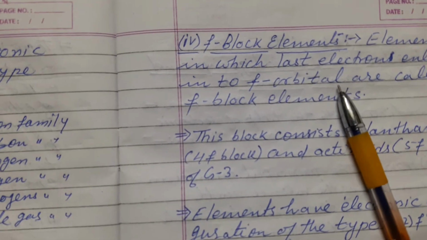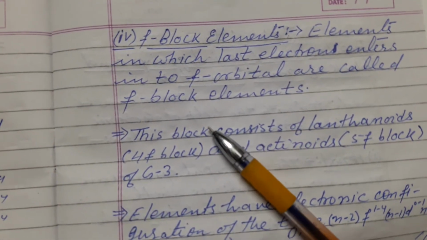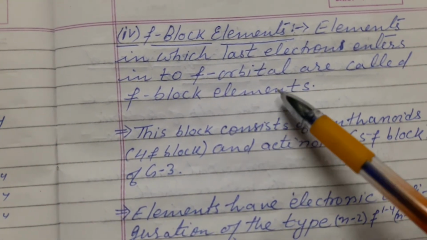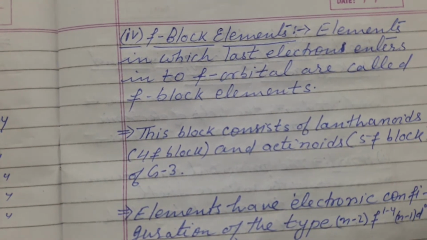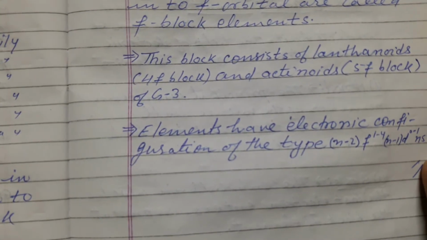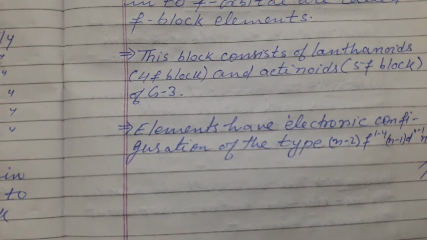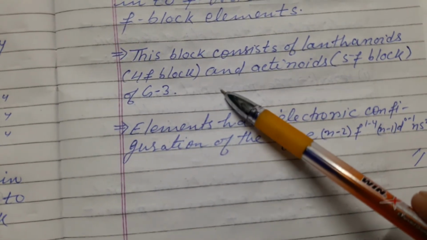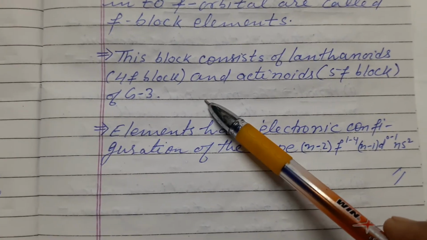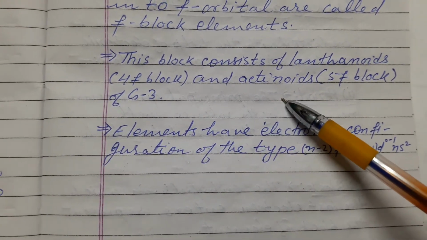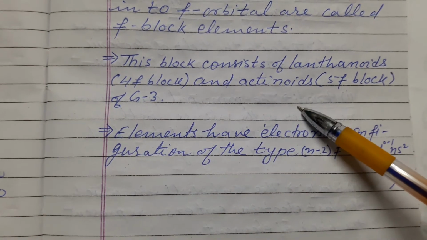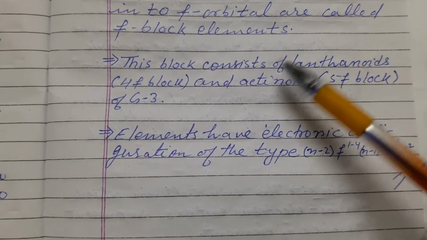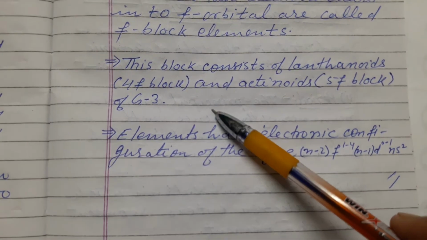Then F block elements. Elements in which last electron enters into f orbital are called F block elements. This block consists of lanthanoids. If last electron enters into 4f orbital, the element is known as lanthanoid. And actinoid, if last electron enters into 5f orbital, then it is called actinoid. All F block elements are present in group 3.